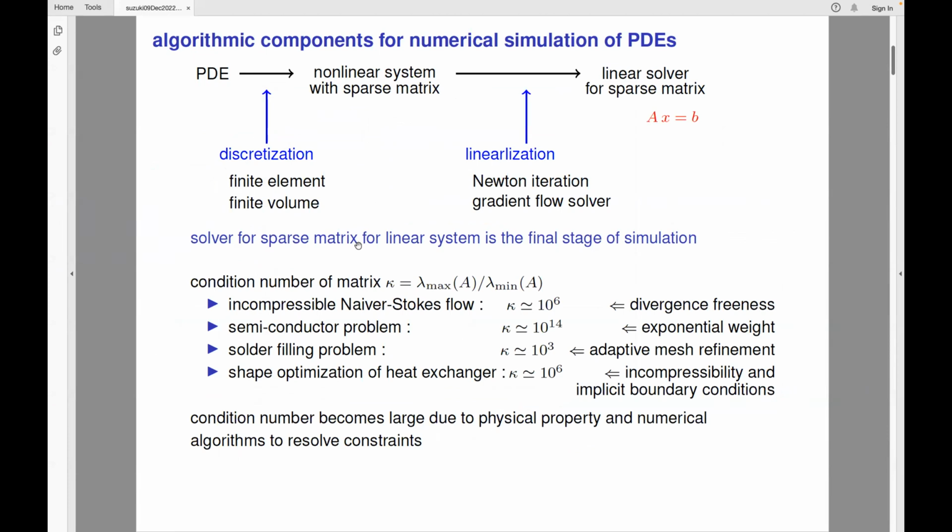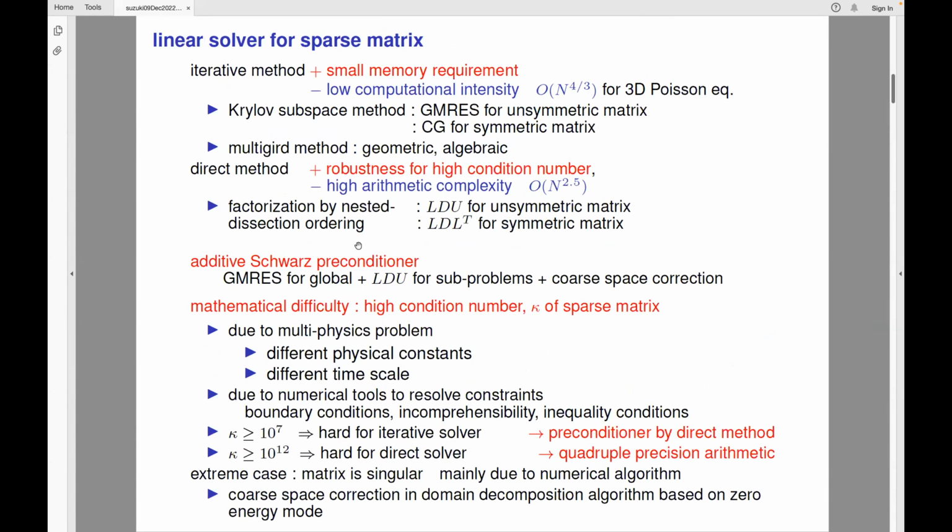The semiconductor problem has a very high condition number, and also the figure I showed 3 minutes ago was a kind of free-boundary problem. This condition number is moderate, and also in shape optimization we have to think about the constraint. In that case, its condition number also becomes higher. That means we still have difficulty solving the linear system, and we have to continue to use direct solvers, which can only handle the higher condition number.